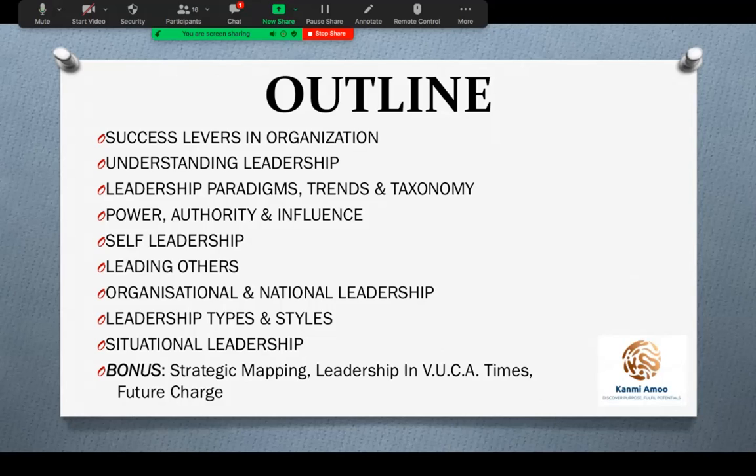Then I will help you to understand leadership. Then we will go into exploring leadership paradigms, trends, and taxonomies or classifications. Then we will drill a little bit into what we call the power, authority, and influence model. Then we will look at how you can develop self-leadership, building further on what John Maxwell said.